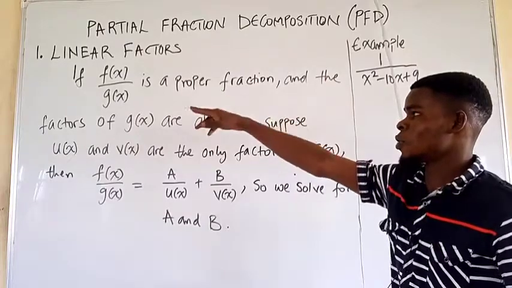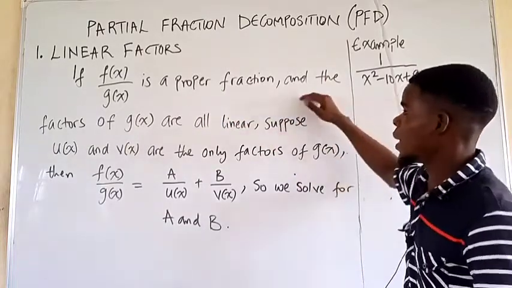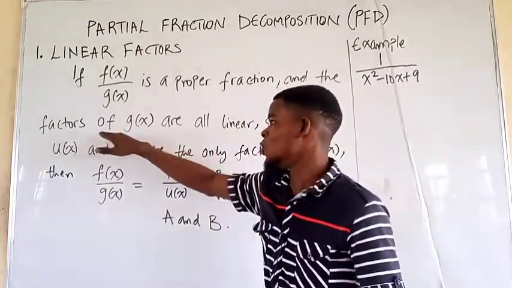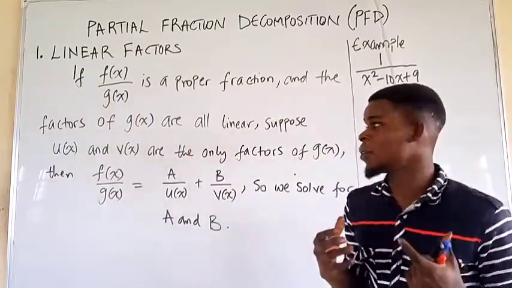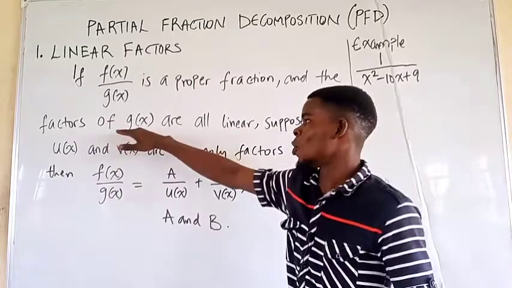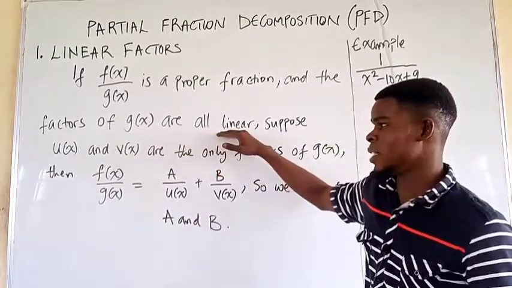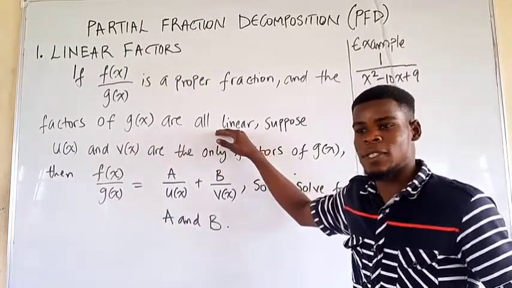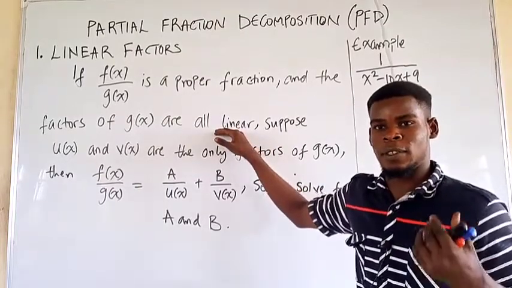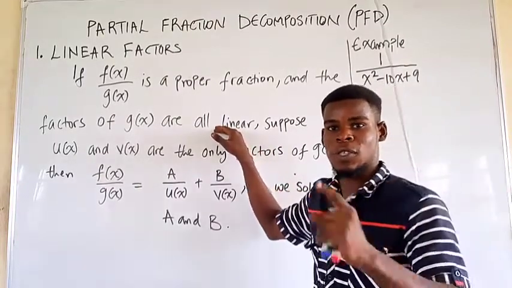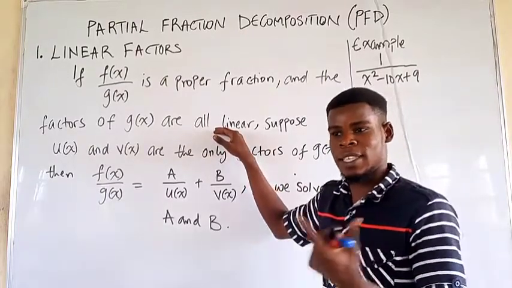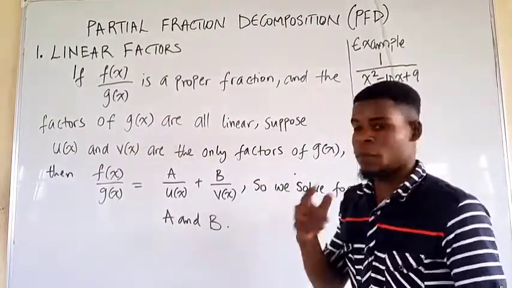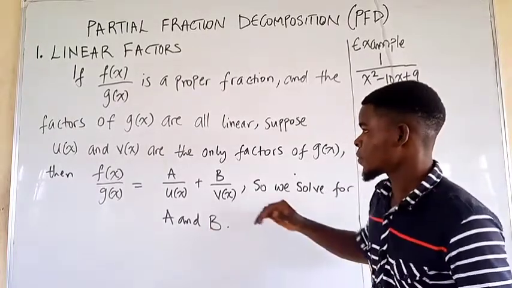So if f of x over g of x is a proper fraction and the factors of g of x, that is the denominator, that is what we consider all the time. If the factors of g of x are all linear, that is to say the degree of each of the factors is 1. So you'll be having a linear function for each of the factors, for example, x plus b generally.